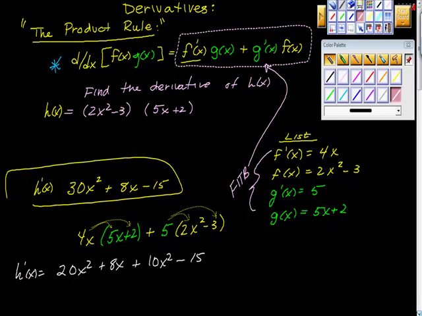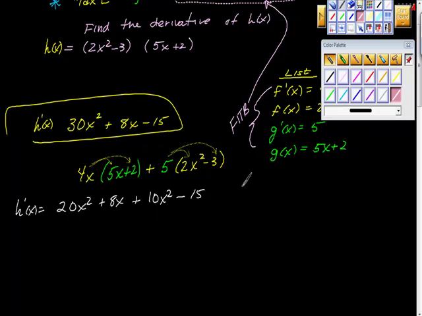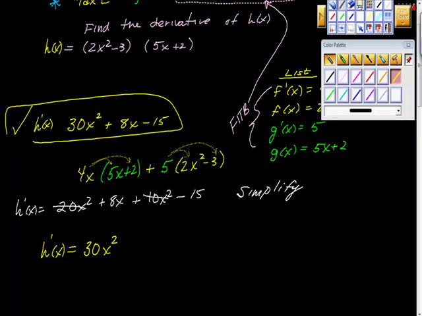Let's finish our algebra, which is just to combine like terms. We have 20x squared here and 10x squared here, which is 30x squared. I'm hoping we're going to get this thing back. So h prime of x, the first derivative, is 30x squared, plus 8x, since there are no other x terms to combine, and there's this negative 15 and that negative 15, so minus 15. So we used the product rule to prove this out.